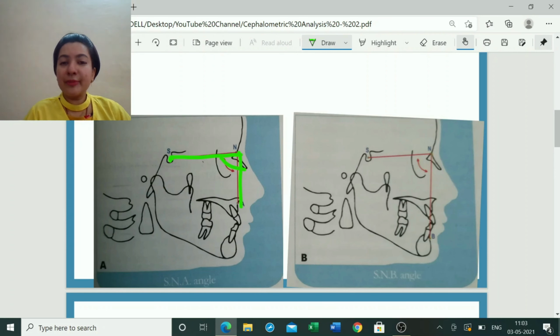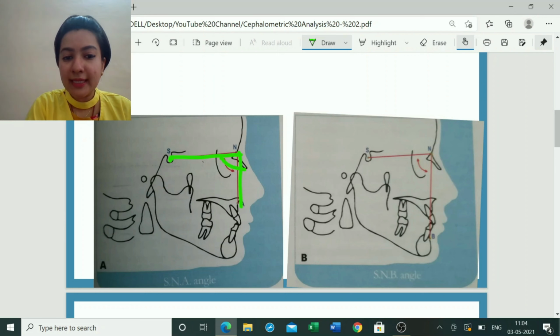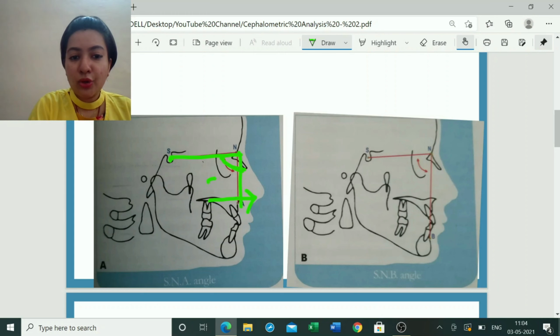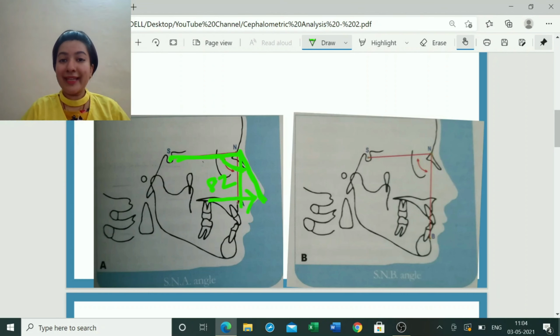Okay, now from the table you all can make out that there is a particular value which represents the normal value of SNA. The normal SNA value is 82, and there is always a range to it. So when my SNA value goes beyond the range, it indicates that my maxillary component is ahead. It means my maxilla is anteriorly placed. Why? Because if this is normal 82, if it is increasing, then it will be something like this. My NA line would be this way. So my SNA increases, it is indicative of prognathic maxilla. It means my maxillary component is ahead.